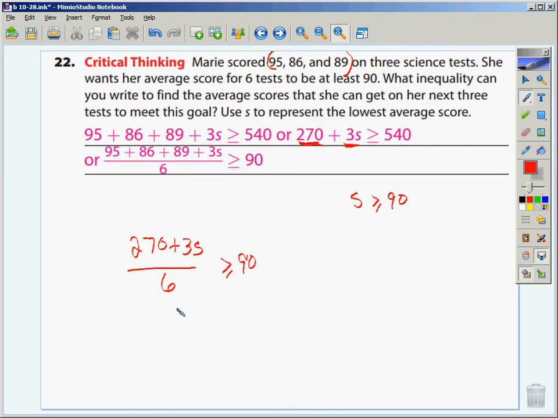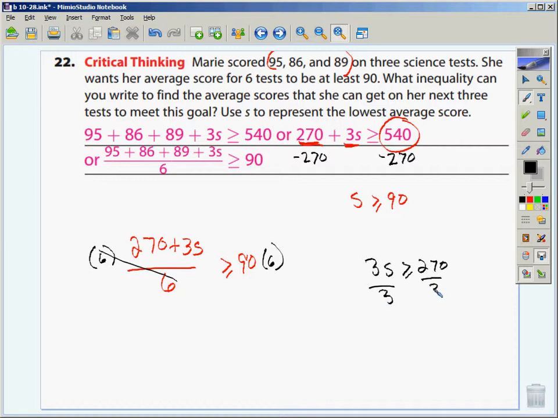The reason I'm dividing by 6 is there's a total of 6 tests. Or the reason it says 540 is the first thing I'd want to do is get rid of dividing by 6, and when I multiply the 90 by 6, it's going to give me 540. So if I solve this, I'd subtract 270 from both sides. It's going to say 3S is greater than or equal to 270, and I would divide both sides by 3. So I know that on each test I've got to make at least a what? At least a 90.